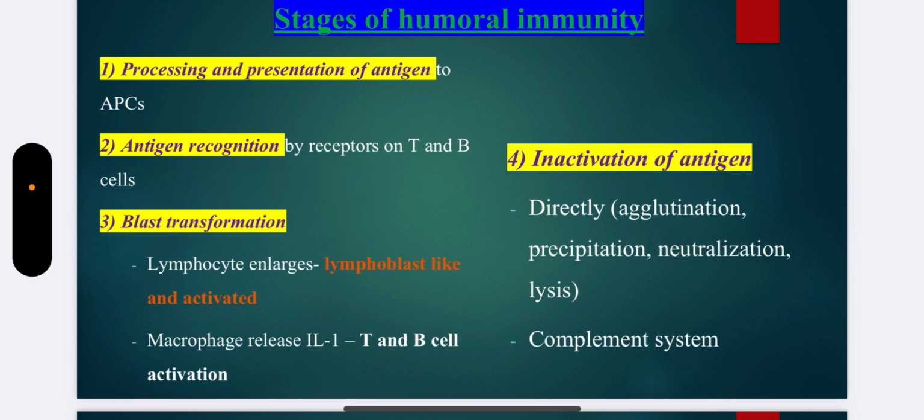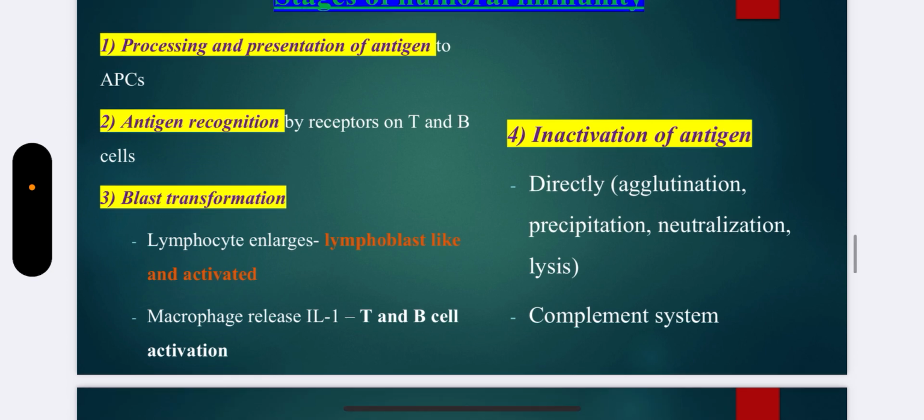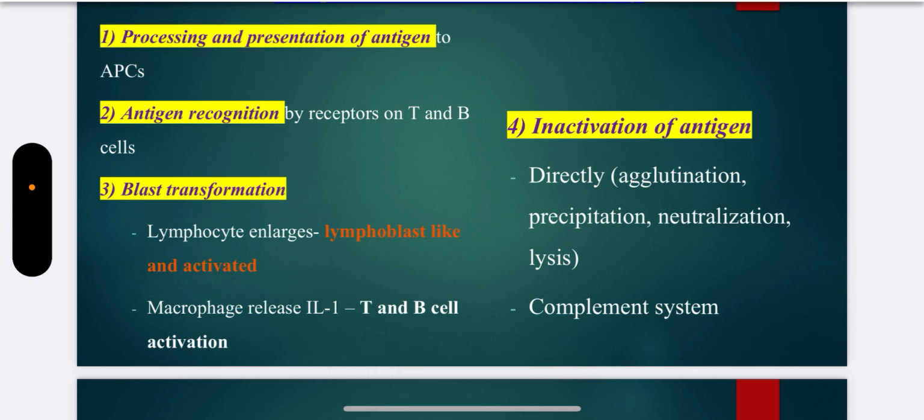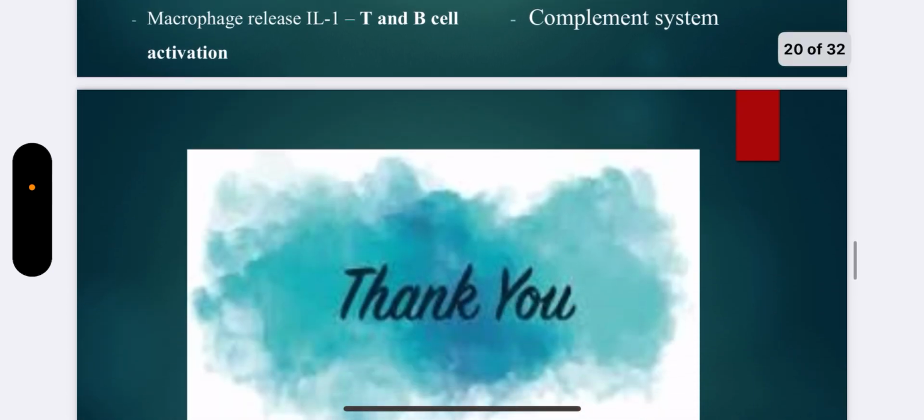Third stage is the stage of blast transformation, where the lymphocyte increases in size and becomes lymphoblast-like, gets activated, and there is release of interleukins. Last stage is the stage of inactivation of antigen, either directly or by the involvement of the complement system. We will discuss in detail about the complement system in the next lecture.